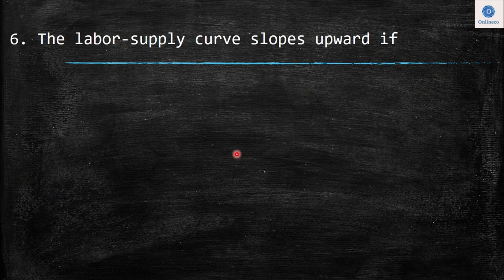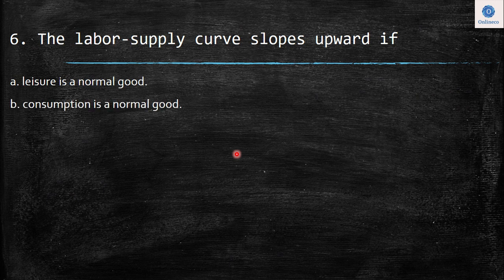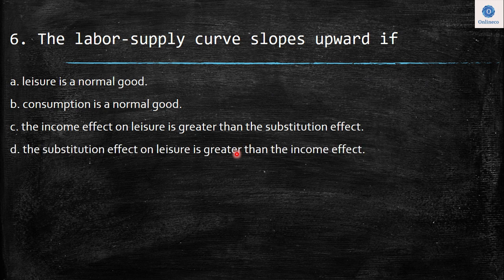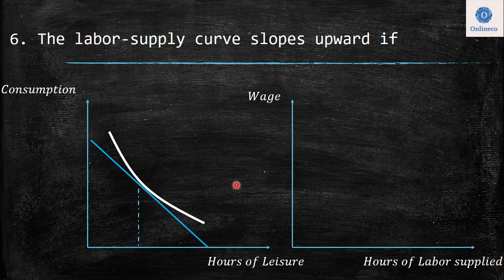Then the last one. The labor supply curve slopes upward if: leisure is a normal good; consumption is a normal good; the income effect on leisure is greater than the substitution effect; the substitution effect on leisure is greater than the income effect. So then, remember the situation explained in the chapter. We have the left graph, the relationship between consumption and hours of leisure. We have a constraint and an indifference curve, and naturally they cross when they are tangent to each other. So then we have the maximization.